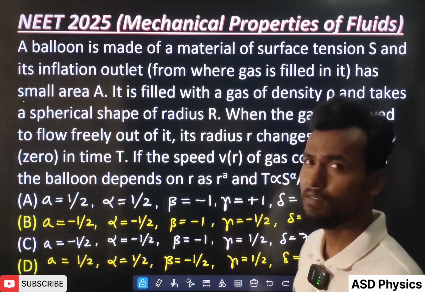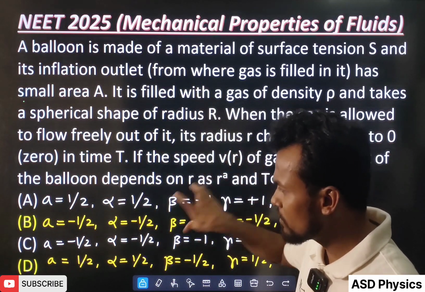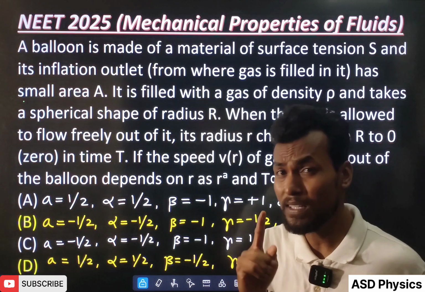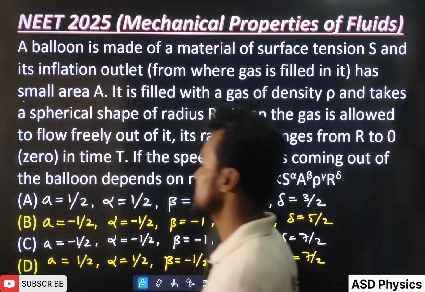Maybe this question is looking very big, but this is the only data we have to just apply here: units and measurement, dimensional analysis. Okay, so let's start here.